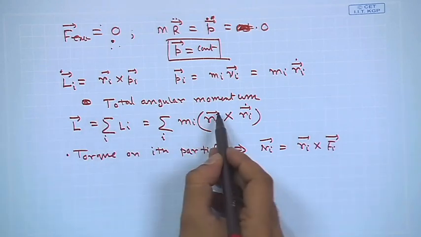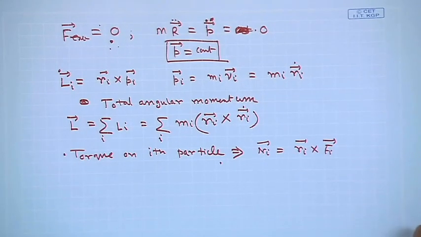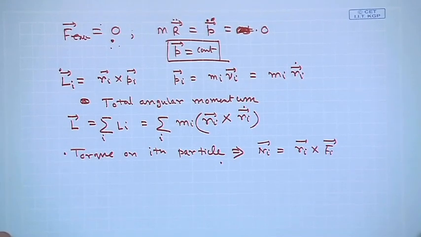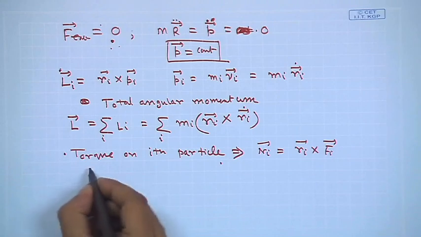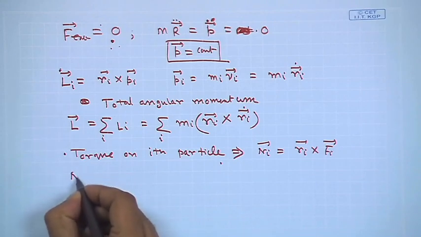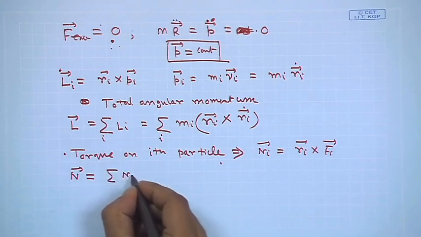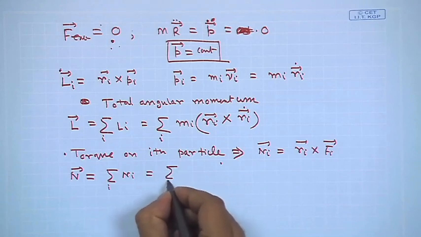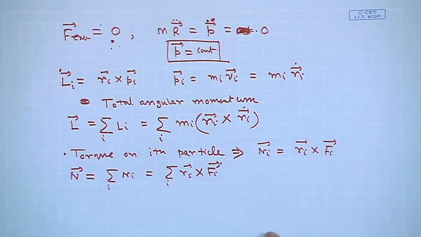Like angular momentum, torque also has to be defined around a fixed origin. Unless we do that, it has no meaning. Actually, that is true for any quantity, even the position vector and the velocity, all have to be defined with respect to some origin. So, the total torque N on the system of particles will be the sum over i of N_i, and it is given by the sum over i of r_i cross F_i.